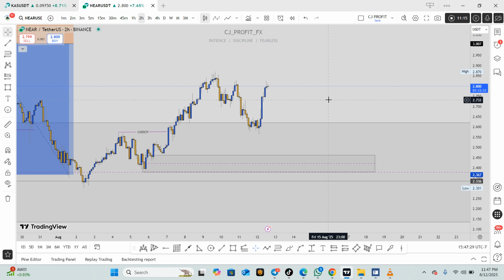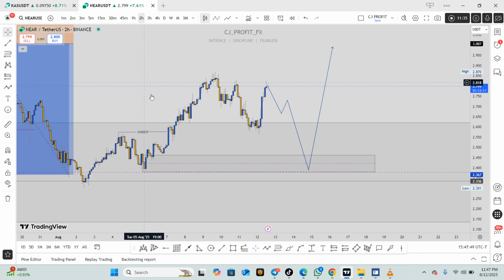So what are we expecting from the market? We're expecting the market to come and react at this zone and ascend.